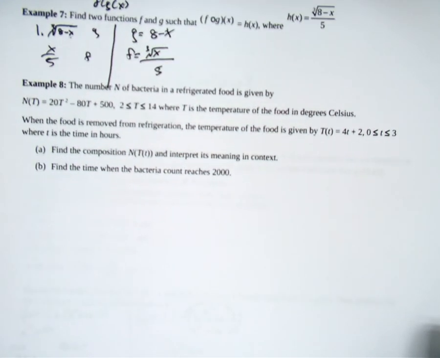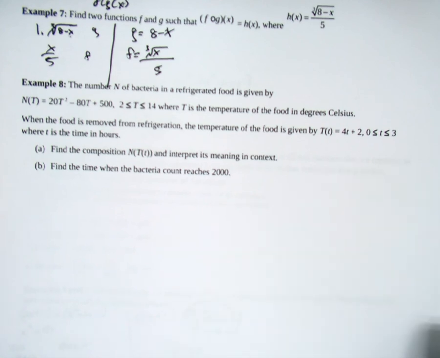Number 8, last one. The number n of bacteria in a refrigerated food is given by n of capital T equals that expression, where T is between 2 and 14. Capital T is the temperature of the food in degrees Celsius. When the food is removed from the refrigerator, or the power goes out for an extended period of time, something we can relate to, the temperature of the food is given by that, where little t is time in hours. So step 1, we're trying to find the composite of n of capital T of little t and interpret its meaning.